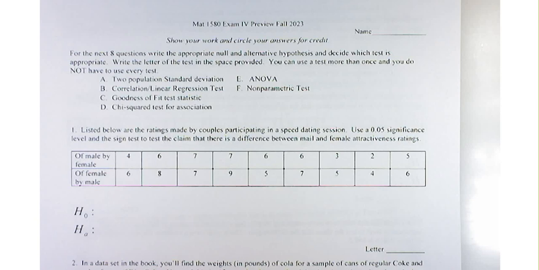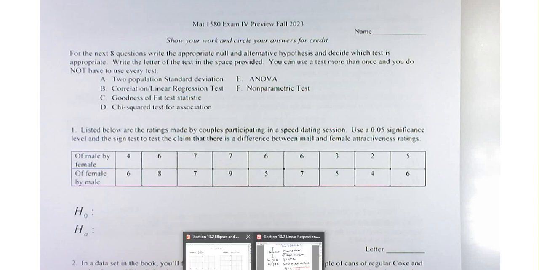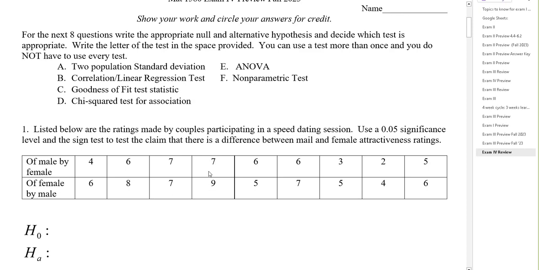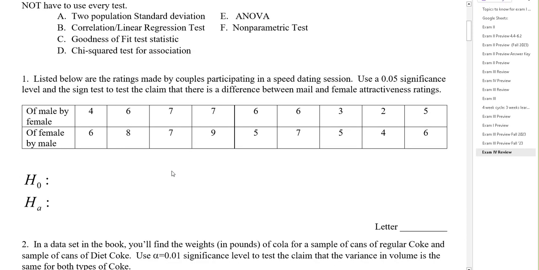So let's work through the review here. We'll start with the first question. And you're basically asked to do two things here. You're asked to decide what test you would use and set up the null and alternative hypothesis. I'll give you a couple of varieties for this one.